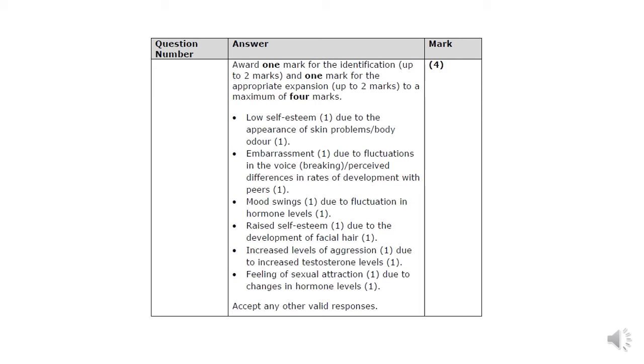But for this one, you'd need 1 mark for identification of how he'll feel, and then 1 mark on your expansion, so description, and then add it on with the explanation. So, low self-esteem, this could be due to his skin problems or body odour. He may feel embarrassed due to fluctuations in the voice or perceived differences in rate of development. Mood swings due to the fluctuation in hormone levels. Raised self-esteem due to development of facial hair. Increased levels of aggression due to the increased testosterone levels, or feeling of sexual attraction due to the change in hormones. Accept any other valid responses.